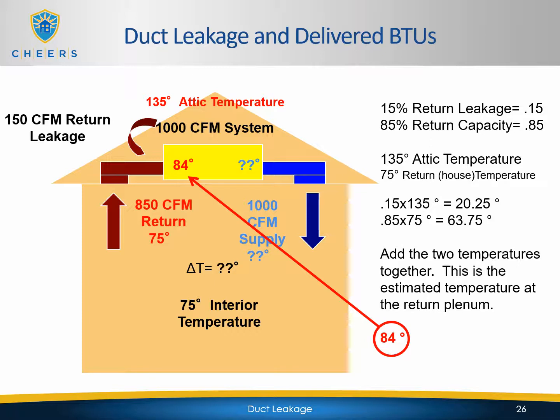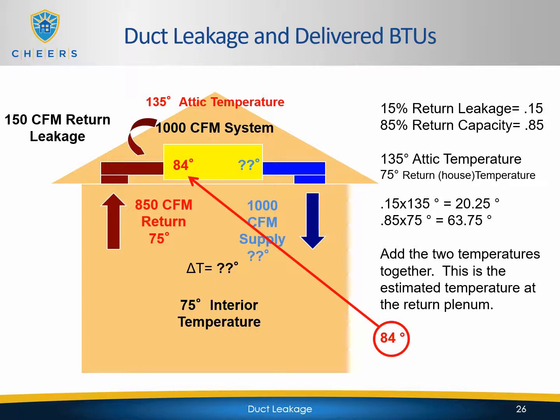So how do we figure that out? If you look on the right hand side of the instructions, we said the 15% is coming from return leakage, 150 of 1000, that's 15%. So the decimal equivalent of 15% is 0.15. 85% is coming from the return of the house, that's 0.85, which is the decimal equivalent of 85%.